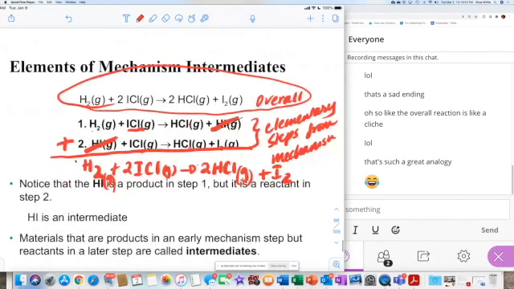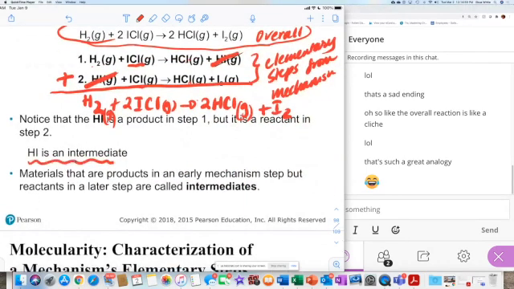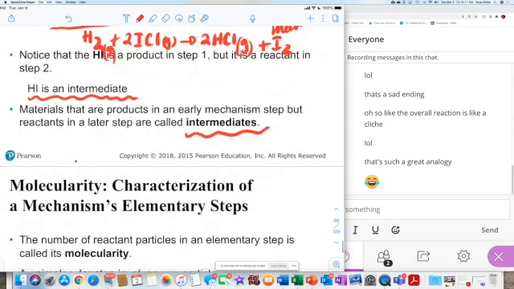But don't forget, HI had a very important role. HI is the intermediate. The intermediate, I want you to see. In Hess's law, we didn't use the terminology, but we canceled off the reactant and the product nonetheless. But you want to be able to identify the intermediates, right?